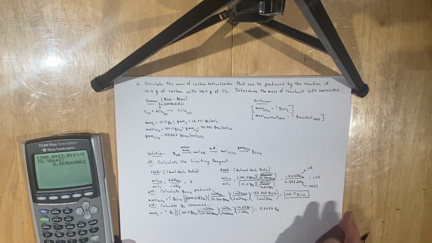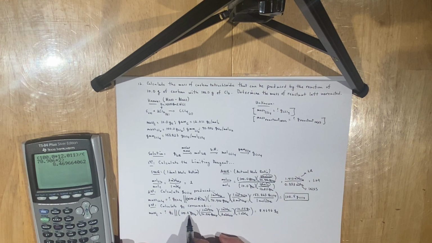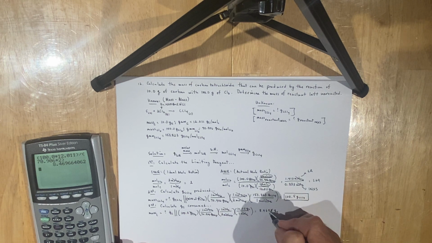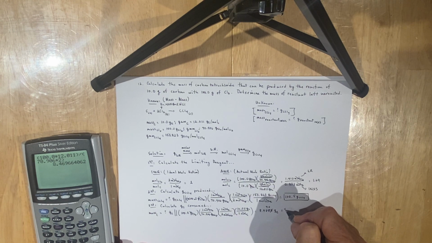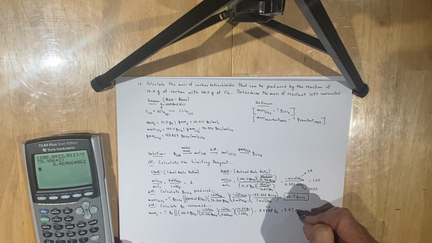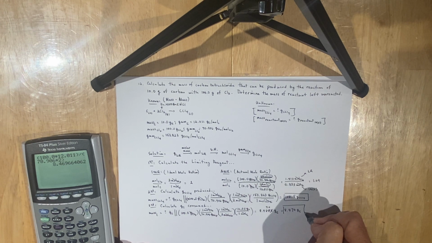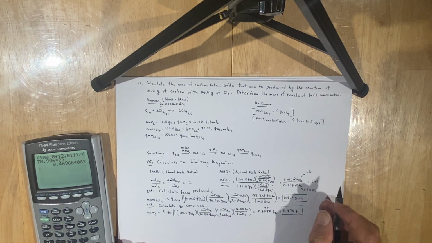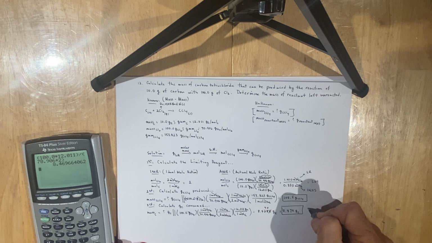carbon consumed. Since we have 4 sig figs here, we need 4 here. So if we drop this 6, the 9 rounds to a 0, the 6 rounds to a 7. So our answer is going to be 8.470 grams of carbon. And we're going to box that. So that's the amount of carbon that has been consumed.